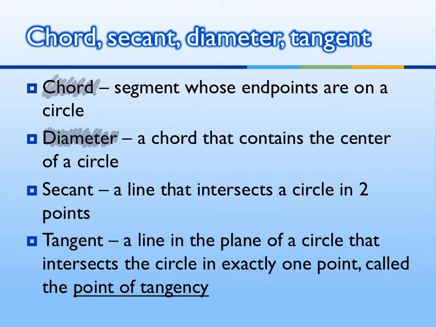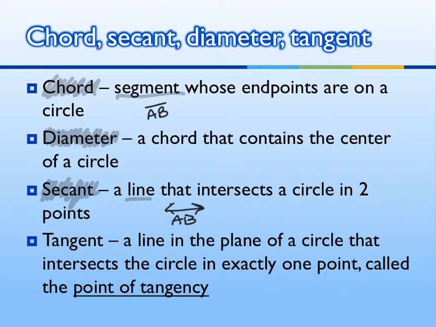The secant is a line that intersects a circle in 2 points. So what's the difference between a line and a segment? A line goes on forever, so a secant will always have 2 arrows, where a chord is always going to have none. So this AB could be a chord, but line AB would be a secant. It passes on outside of the circle.